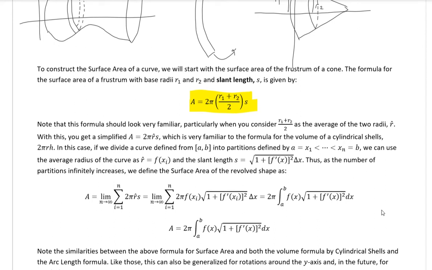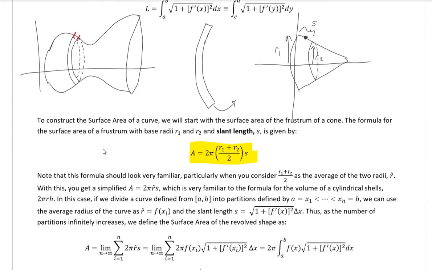And with that in mind, we get 2 pi r s, which should look very familiar, and it should look like the same volume formula that we use for cylindrical shells, 2 pi r h. However, in this case, r is going to be the function itself. If I think about my figure here, the radius here is going to be defined as the function, whereas the slant length is going to be the length of that, which is the square root of 1 plus the derivative of the function squared dx.